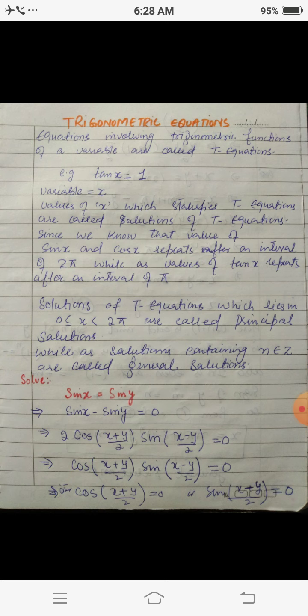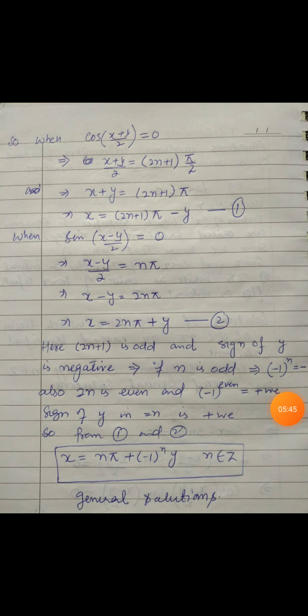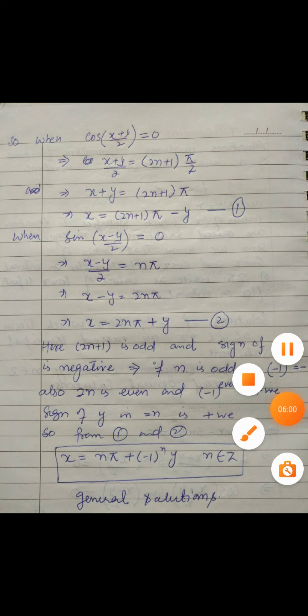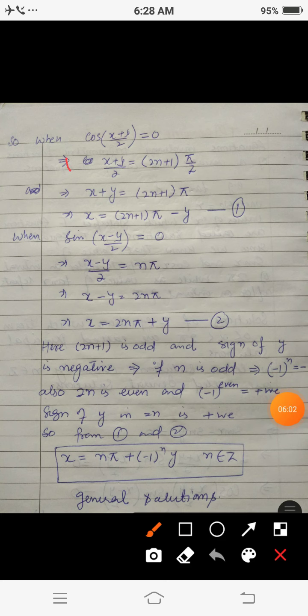Now when cos (x plus y)/2 is 0, you know that cos of an angle is 0 if and only if the angle is an odd multiple of pi by 2. Here the angle is (x plus y)/2. This means that this angle should be an odd multiple of pi by 2, that is (2n plus 1) pi by 2.